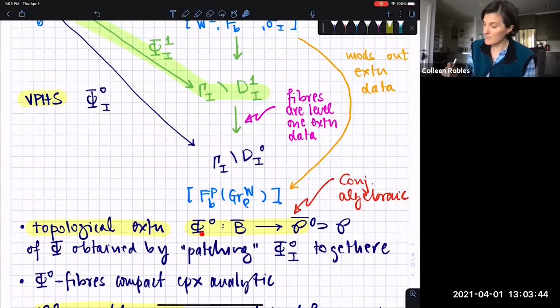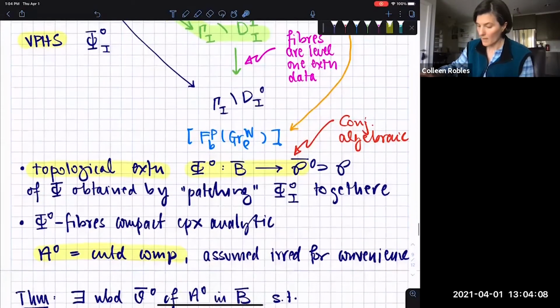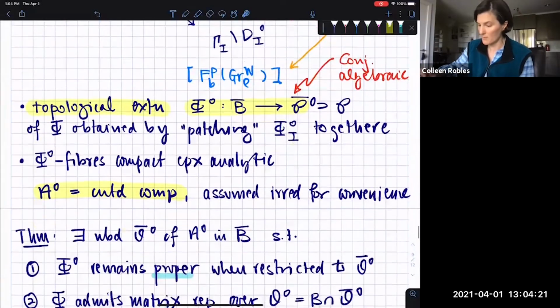So even though this is in general topological, and it's not globally analytic, although it's in fact conjectured that it's globally algebraic, as we discussed last time, at this point we only have a topological construction. But it's stratified with an analytic structure. And in particular, in this case, this means that the fibers are compact complex analytic varieties. And we've been focusing on a connected component of one of those fibers, which for convenience of exposition in this talk, I'm assuming is irreducible, but that is not necessary. It'll be convenient in a moment though.